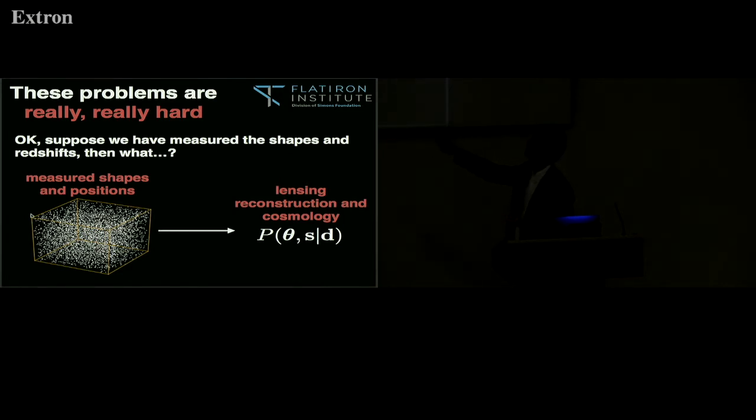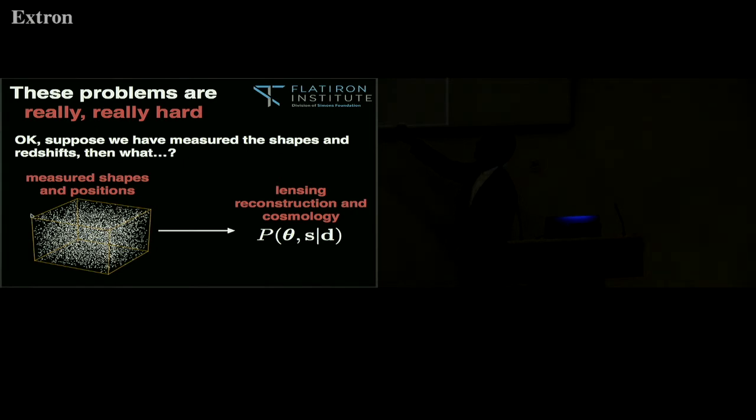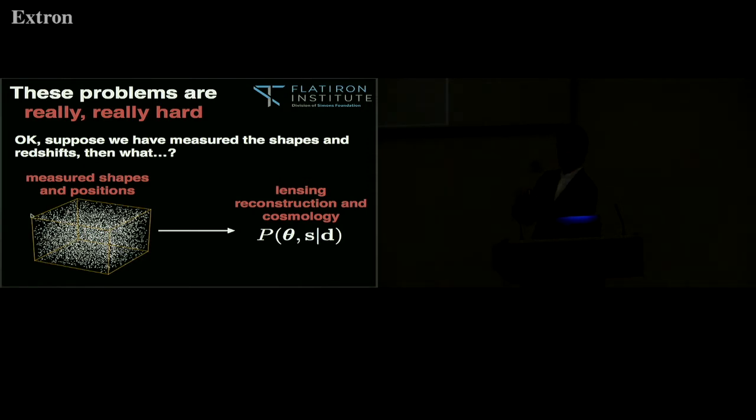Okay, so what is this? This is the probability distribution for the cosmological parameters. Okay, so this is the things that Catherine was talking about. So this is like, how much dark matter is there? How much dark energy is there? What's the nature of dark energy? How lumpy is the universe?